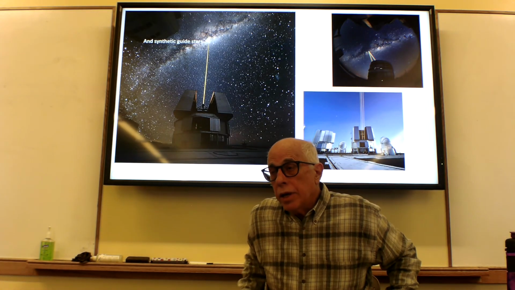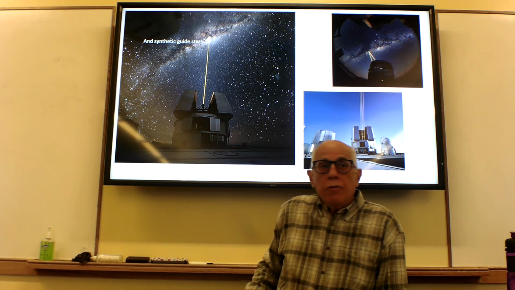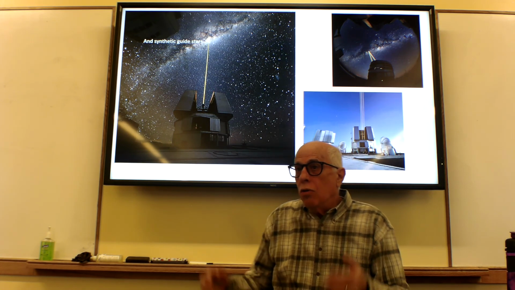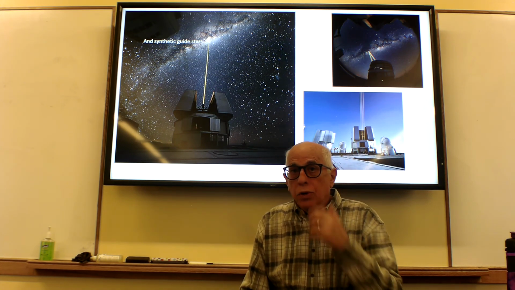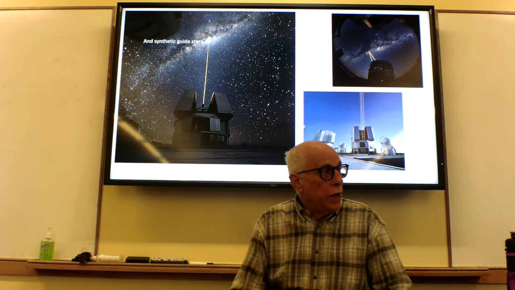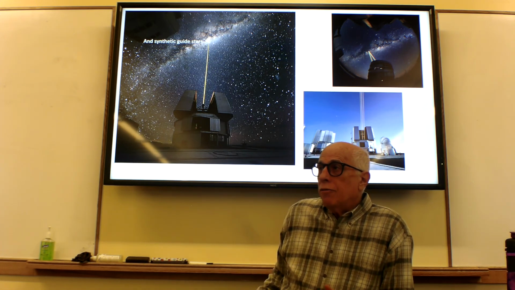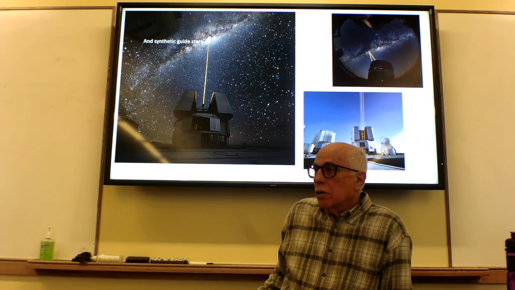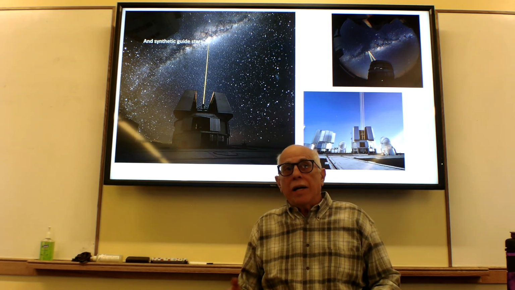Now, next comes another advance. What happens if you're looking at a dim star and there's no bright star nearby to help you measure the properties of the atmosphere? Now we have to make our own star. We call it synthetic guide star. And here's the science behind it.